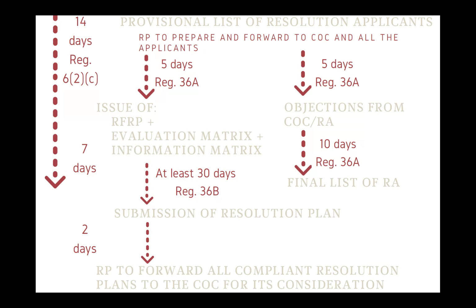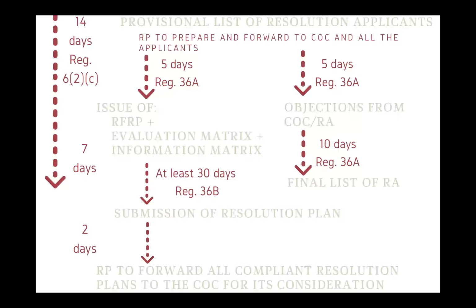Now, if you look at this parallelly, what is happening is that objections have been received, and within 10 days the final list of RA is ready. Even when the final list of RA is ready, suppose any of the RA is missing from the provisional list, you will also forward these three documents to such resolution applicant as well. So that is just a procedural aspect.